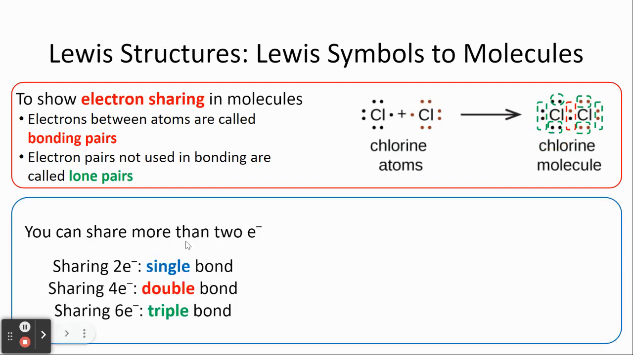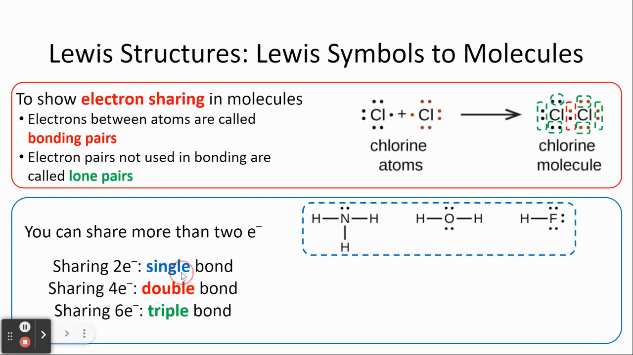Now, we can have more than two electrons being shared between atoms in a bond. Single bonds contain two electrons being shared between atoms, and we would designate it with a single line. So this represents a pair of electrons being shared between nitrogen and hydrogen, or a pair of electrons being shared between oxygen and hydrogen, or a pair of electrons being shared between hydrogen and fluorine.